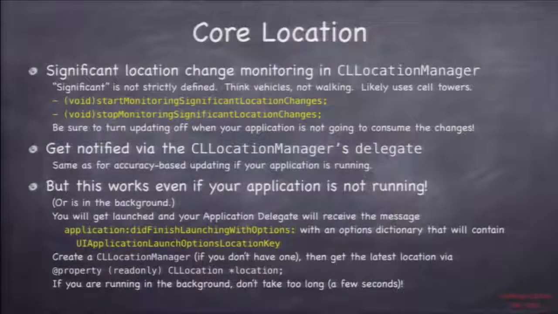So when you get launched in the background, if you're not running, your application did finish launching with options method will be sent, and there will be a dictionary there. One of the things in the dictionary will be UIApplicationLaunchOptionsLocationKey. If that key is in there, then that means you got launched because a significant change happened. So that's how you know why you got launched, because of that key.